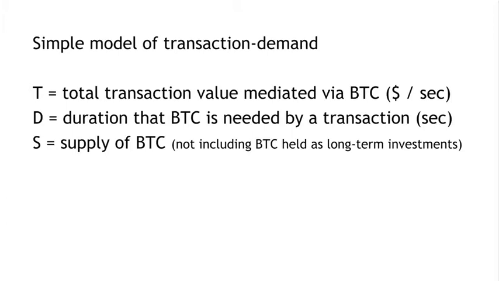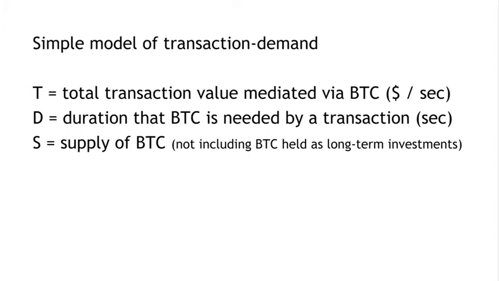So we're going to assume some parameters here. First, we're going to say T is equal to the total transaction value that's going to be mediated via Bitcoins by everyone who's participating in the market, and that's going to be measured in dollars per second. We're going to assume for simplicity that the people who want to mediate these transactions have in mind a certain dollar value of the transactions. Or if it's some other fiat currency, we'll translate it into dollars for simplicity. So there's a certain number of dollars per second of transactions that need to be mediated.